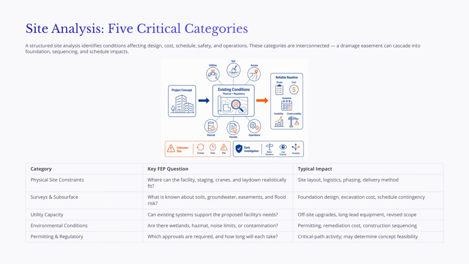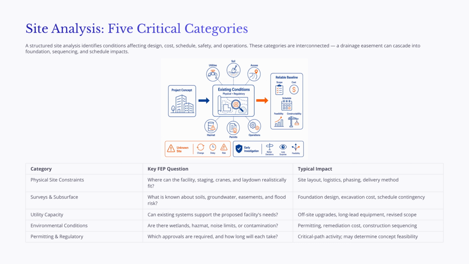A structured site analysis gives the project team a disciplined way to identify conditions that may affect design, cost, schedule, safety, construction logistics, and long-term operations. During front-end planning, site analysis should not be done simply to produce technical reports. The purpose is to determine which conditions create project risk and which decisions must be made before the project moves into detailed design and construction.